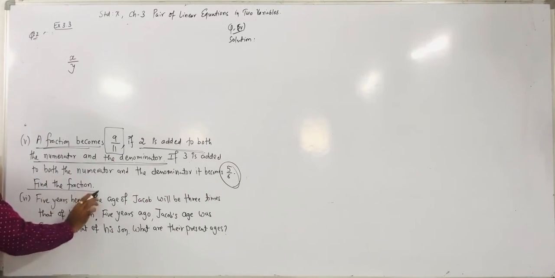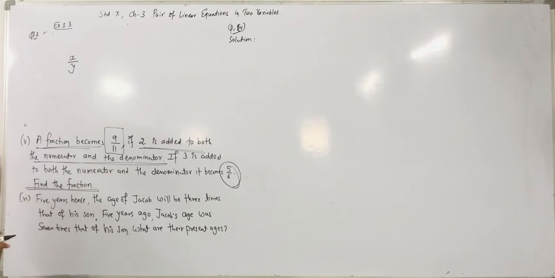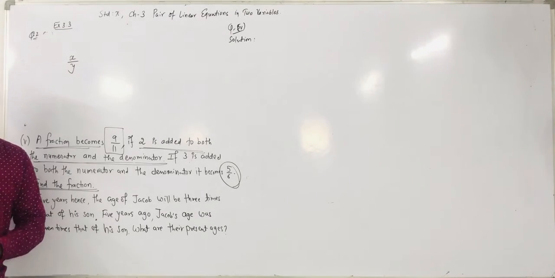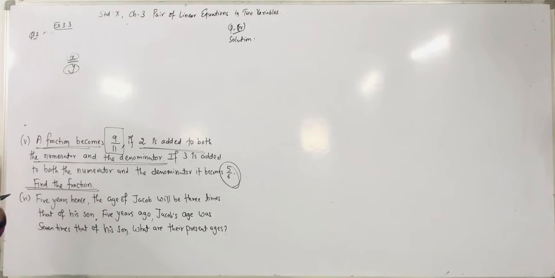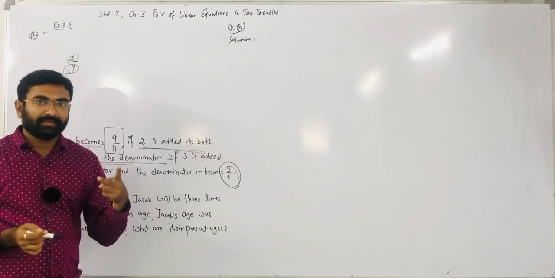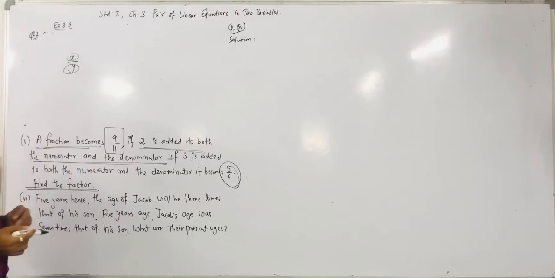So they say find out the fraction. For finding out the fraction, we require two values. Which two values? We require a numerator as well as a denominator. So for finding out the fraction, we have to assume two variables, for the numerator and the denominator.